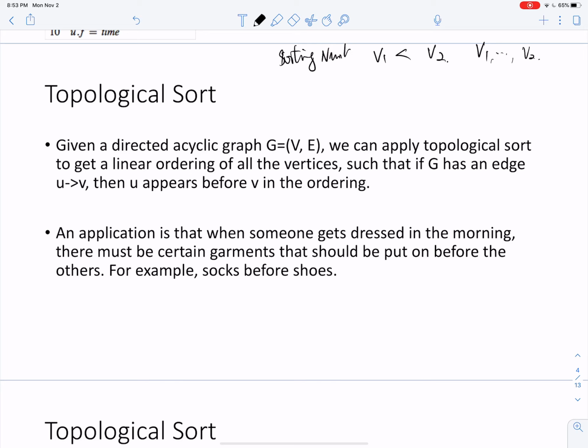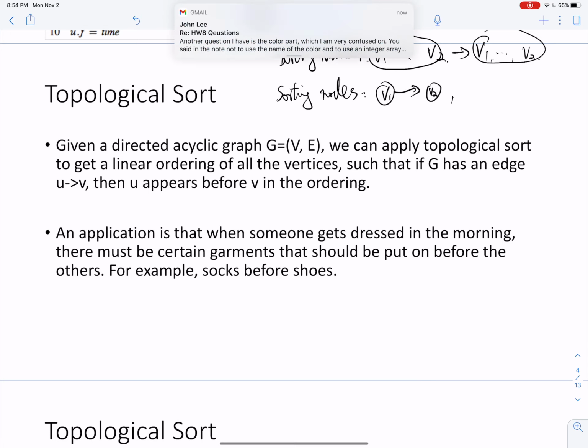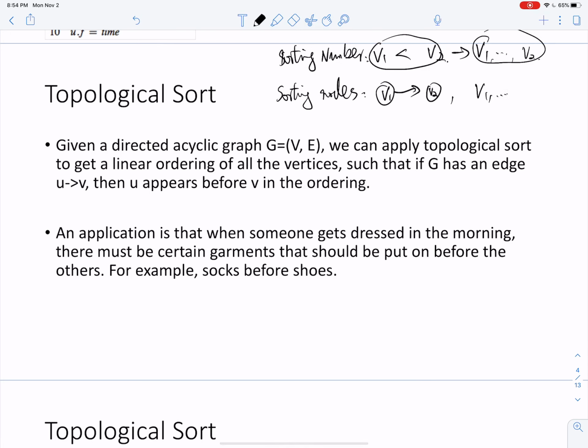When we are sorting numbers, this is how we decide the order. If v1 is less than v2, then we know that v1 should go before v2 in the result. Whereas for topological sort, or sorting nodes in a graph, the way for us to arrange the relative order between two nodes is that, for example, there are two nodes, v1 and v2, and there is an edge starting from v1 to v2. Then we know that v1 should go before v2. So this is how we decide who should go first.